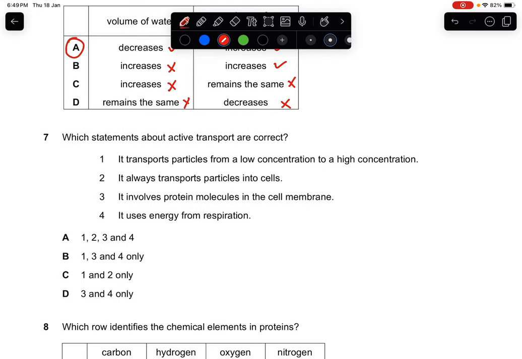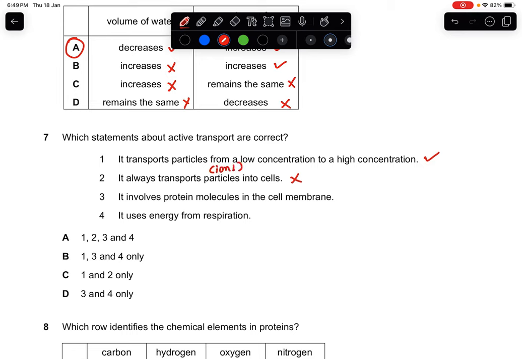Question 7. Which statement about active transport is correct? Active transport is against the concentration gradient. So let's look through every one of them. It transports particles from a low concentration to a high concentration. Yes, this is correct. It always transports particles into cells. No, it doesn't. It typically transports ions.